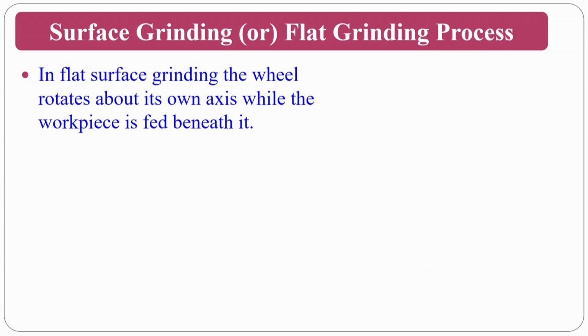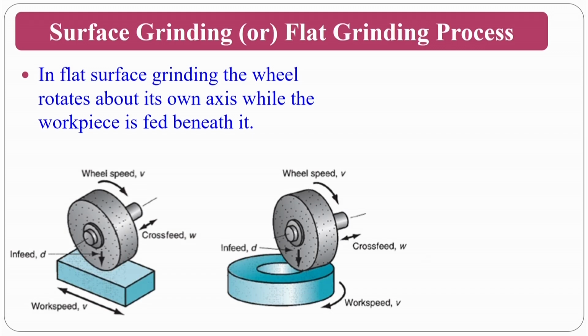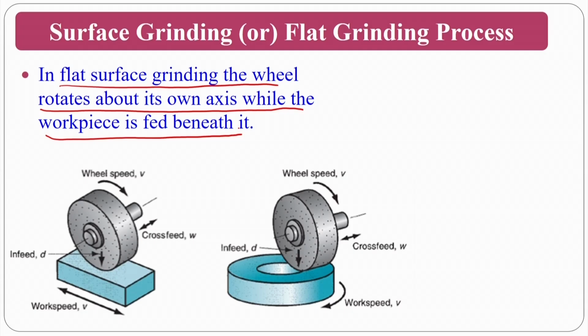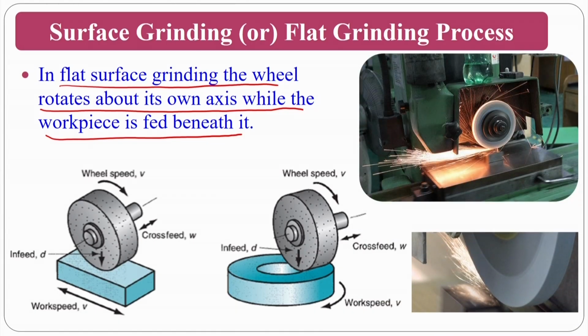So, surface grinding, normally the flat grinding, you can go for wherever the wheel axis is parallel to the workpiece surface. In flat surface grinding, the wheel rotates about its own axis while the workpiece is fed beneath it. This is called flat grinding. As you can see, the workpiece is beneath it, and this is my wheel axis and this is my workpiece axis. Both are parallel to each other. This is called surface grinding.